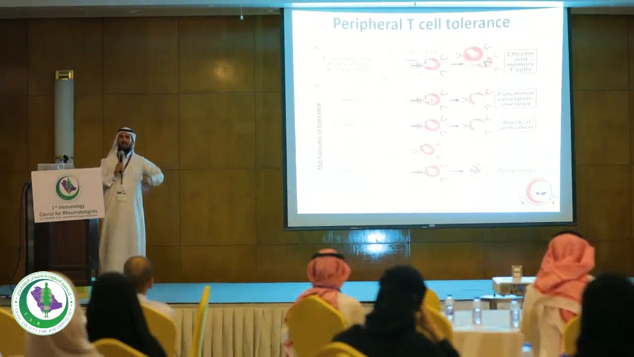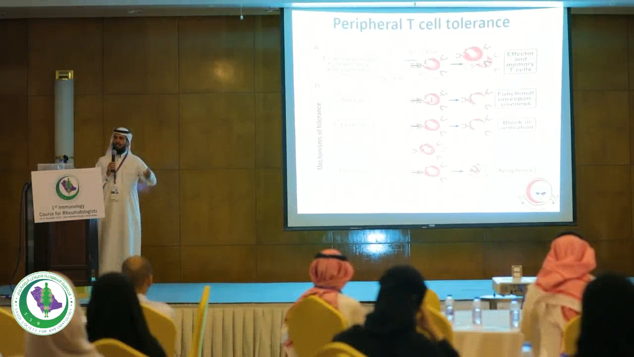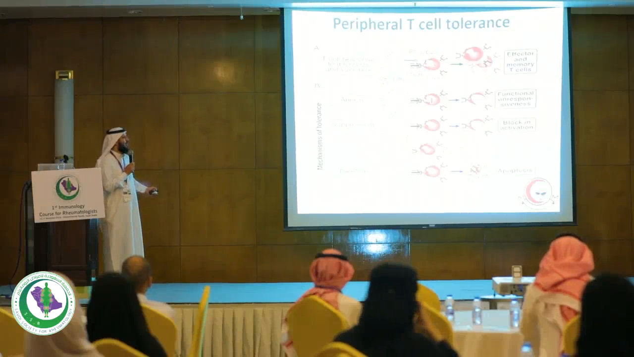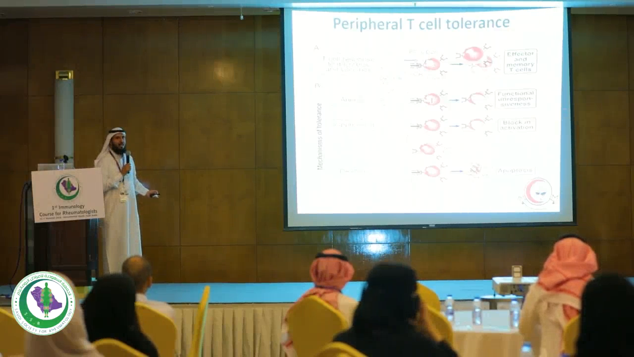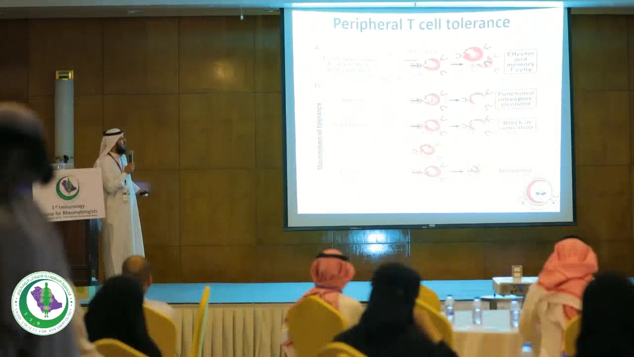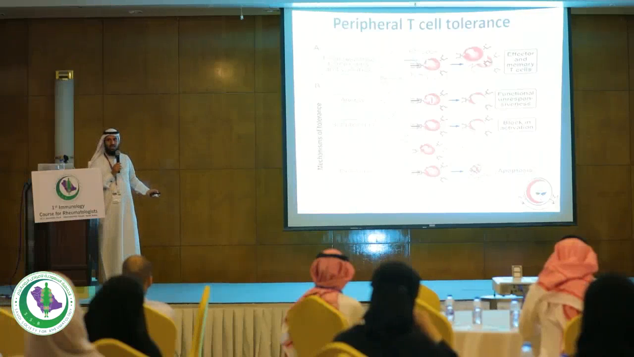Then you have the deletion by apoptosis. So we have activation of the extrinsic or intrinsic apoptosis pathway. Then you have suppression by the Tregs, and the suppression is either by producing perforin, granzyme, producing IL-10, TGF-beta, or by the inhibitory receptor CTLA4 in the Tregs.